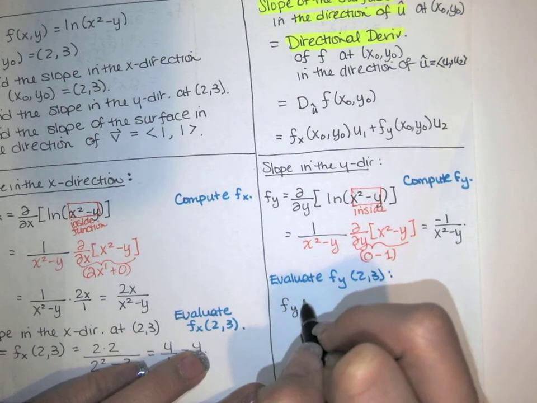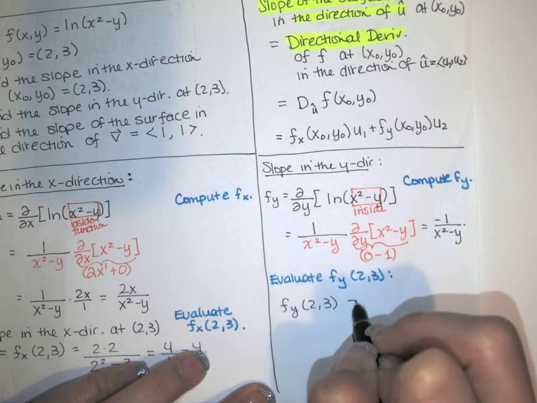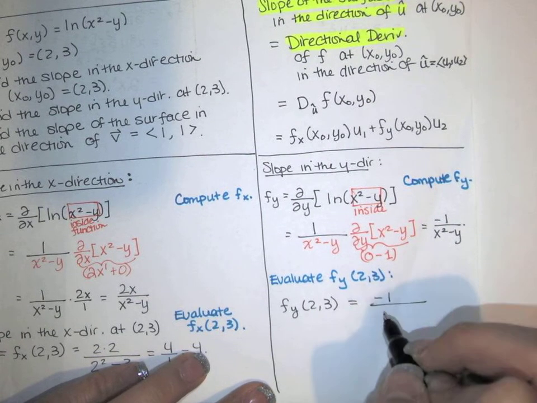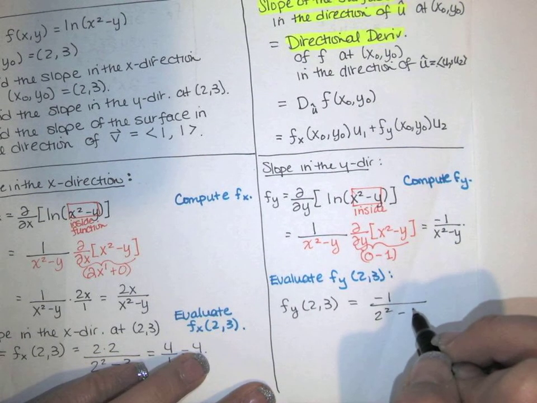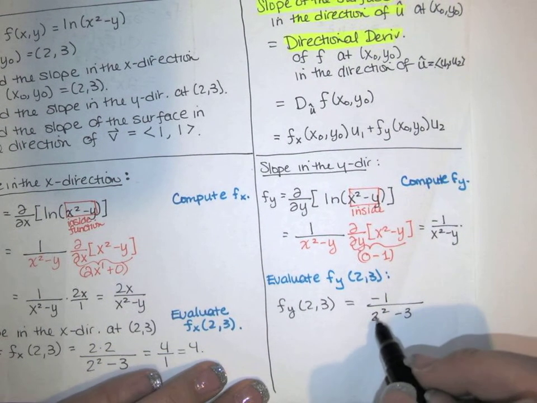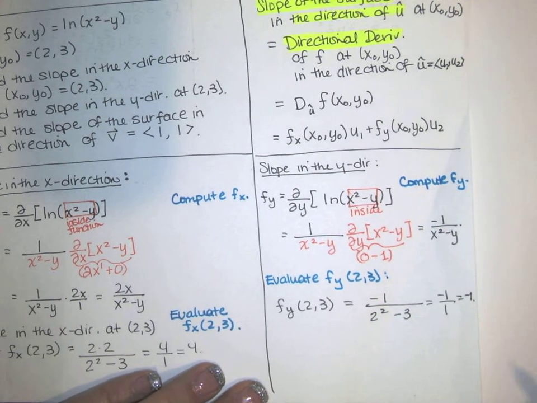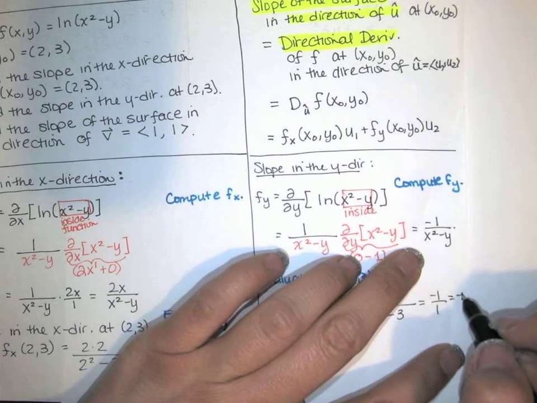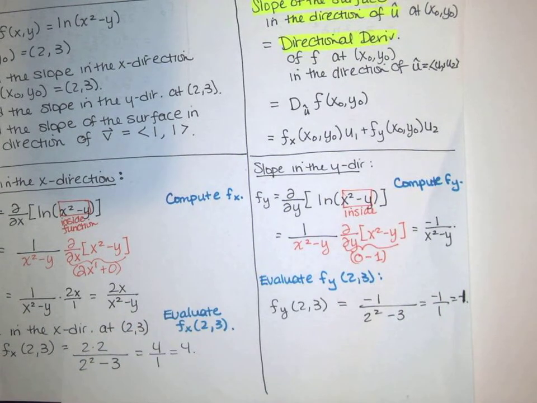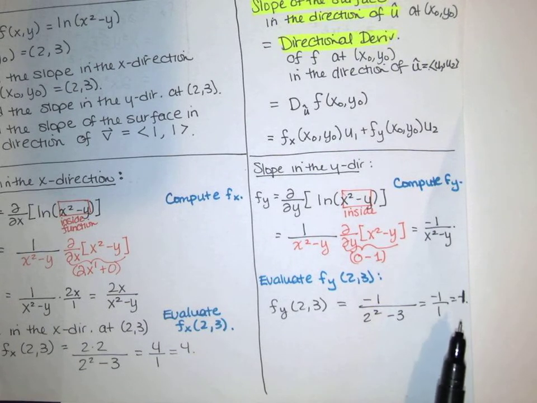That's the slope in the y direction at that point. So we've got negative 1 over, replace the x with 2, the y with 3. 4 minus 3 is still 1, so we have negative 1 over 1. So our slope in the y direction is negative 1. Again, what does that mean? Instantaneously, at this particular point on the surface, the slope is negative 1 in the y direction. So as y goes up by 1, z goes down by 1.